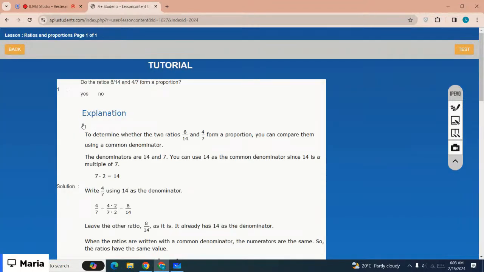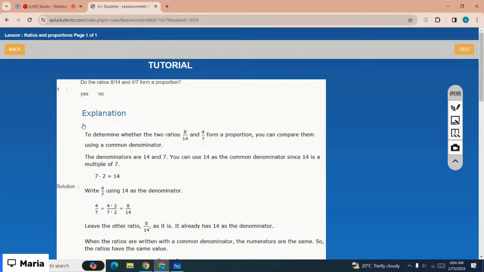Okay, the first example is: do the ratios 8 over 14 and 4 over 7 form a proportion? You have to see if they are proportion, right? How do you determine whether the two ratios 8 over 14 and 4 over 7 form a proportion? You can compare them using a denominator. The denominators are 7 and 14. The common denominator is 14. You have to make the denominators the same, right? So multiply the fraction 4 over 7 by 2 so that their denominators are equal.